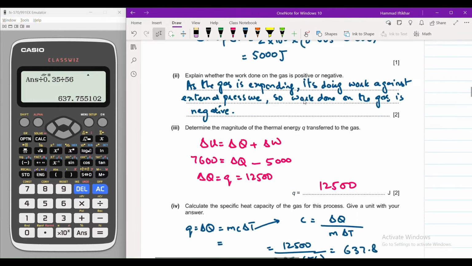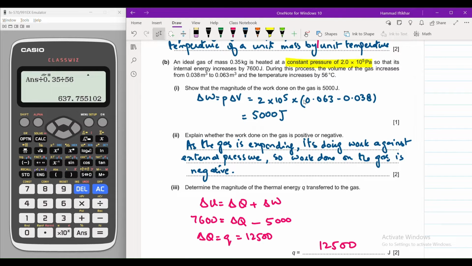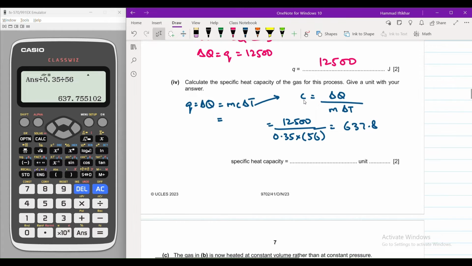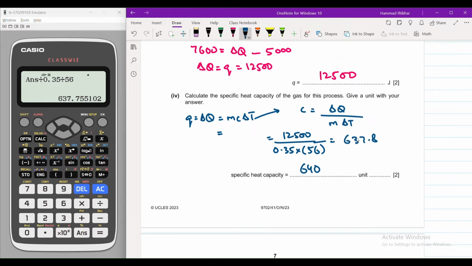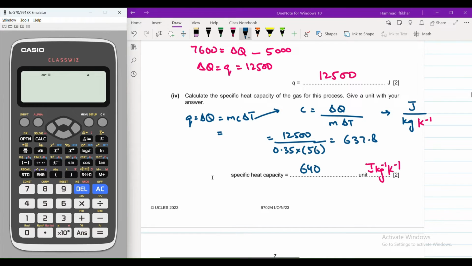So this is 637.8. Since the data is given to us in two significant figures at most, let's call it 640. And the unit, we can see that this is joules per kg. Change in temperature, although we took it in degrees Celsius, if you know the differences between Celsius and Kelvin, 1 unit change in Kelvin is equal to 1 unit change in Celsius. So we can say per Kelvin over here. So joules per kg per Kelvin. Okay, so on to the next.